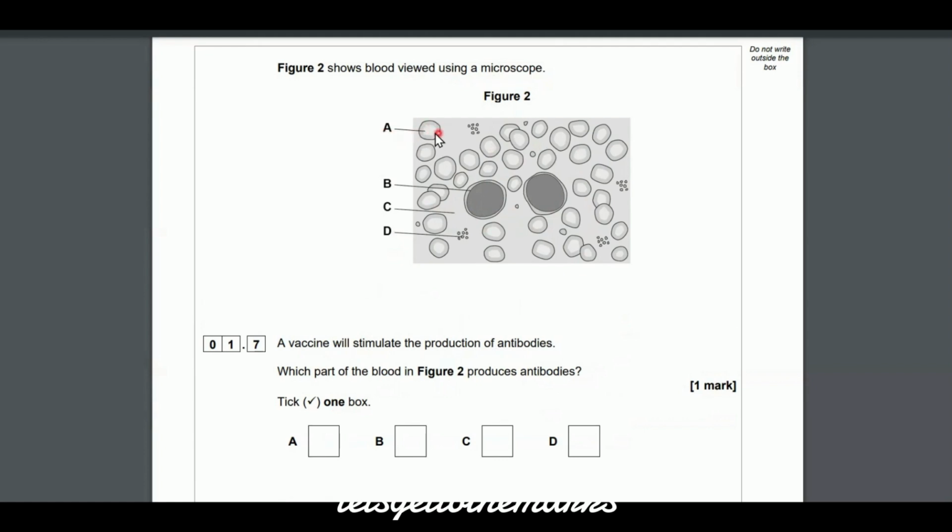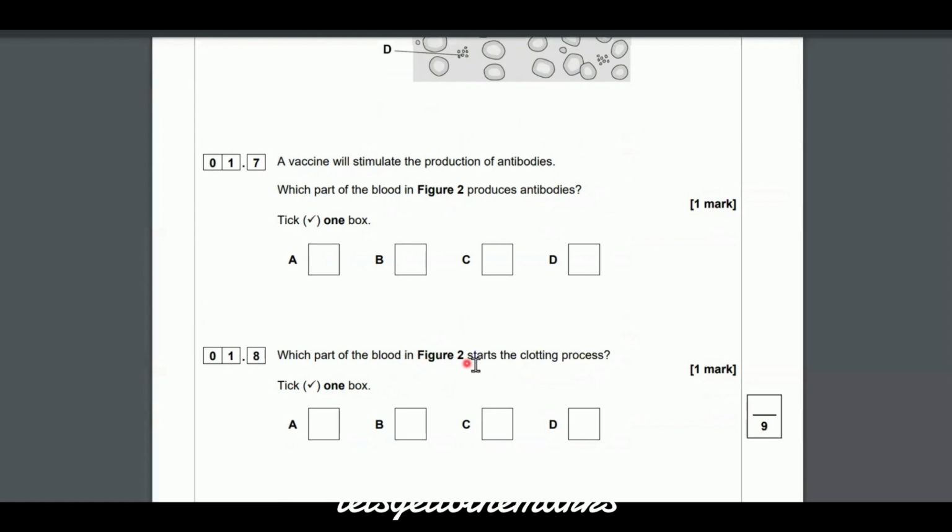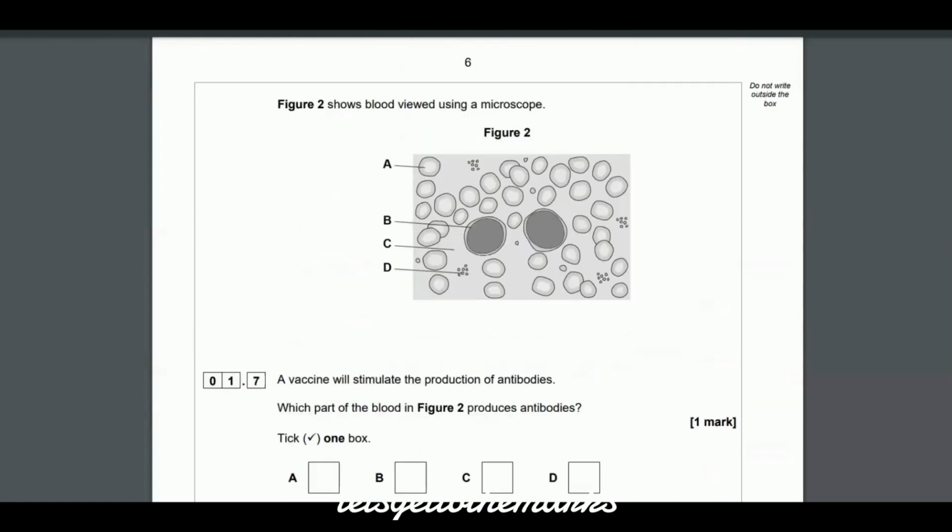All right, so what have we got here? If we're identifying these, which bit produces the antibodies? It's actually B, and B is the white blood cells. They have a very large nucleus, the ones that produce antibodies, and you can see them there. Which part of the blood in figure 2 starts the clotting process? So, which of these is responsible for, if you have a cut on your arm, the blood clotting and you getting a scab? And the answer is D.